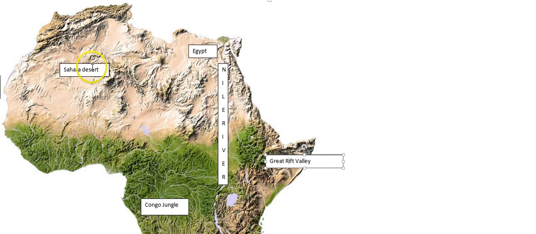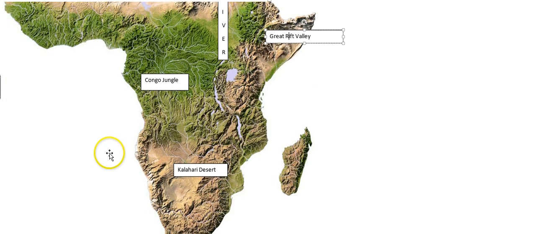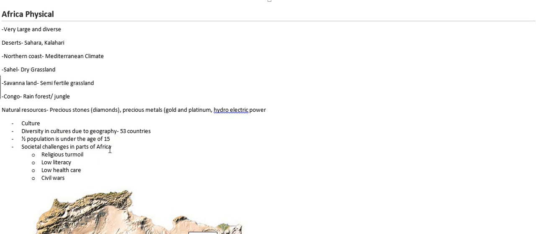And you will have a quiz on place name identification, in which you get a blank map, and you'll have to put these 6 places down on a blank map without help. So let's get started. First off, Africa.